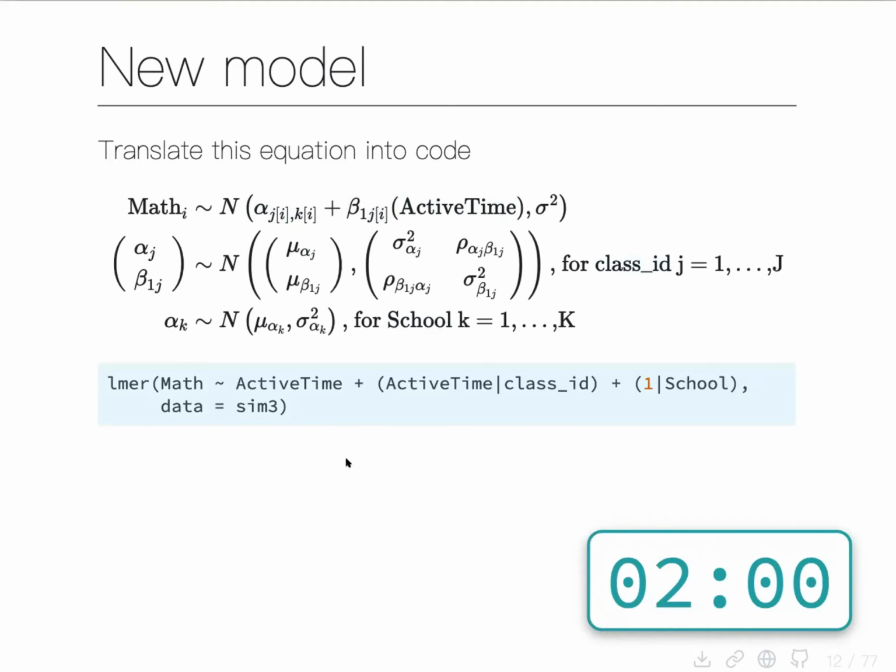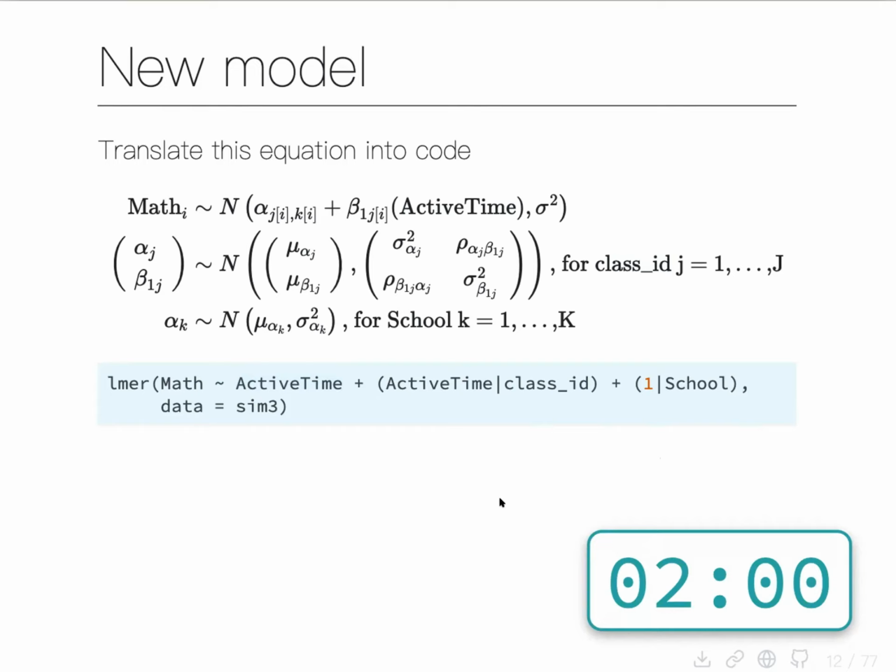And so then we end up with something like this. Again, we could have 1 plus, but we have math, active time for class ID, and then plus 1 pipe school. The reason that we can do these random effects separately like this is because we have those unique IDs. If we did not have those unique IDs for class ID and we wanted to specifically say that they were nested, then we would have to do school : class ID.